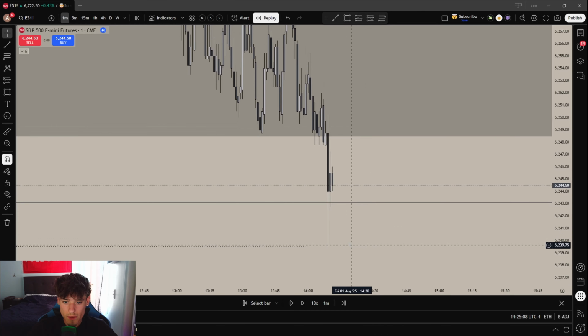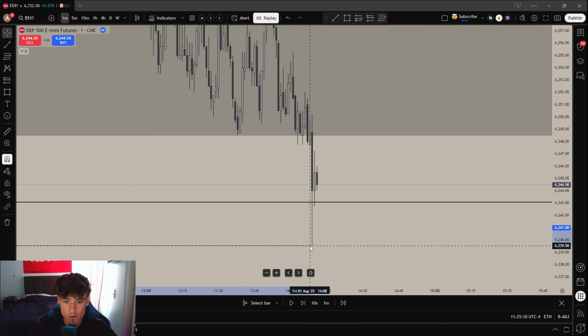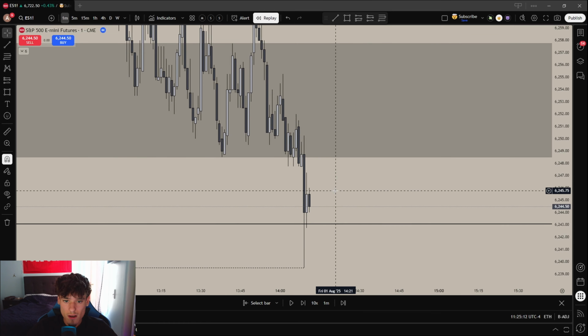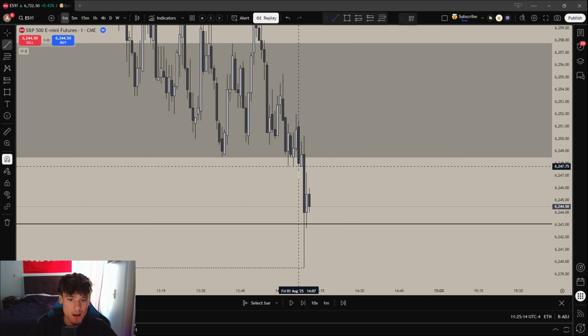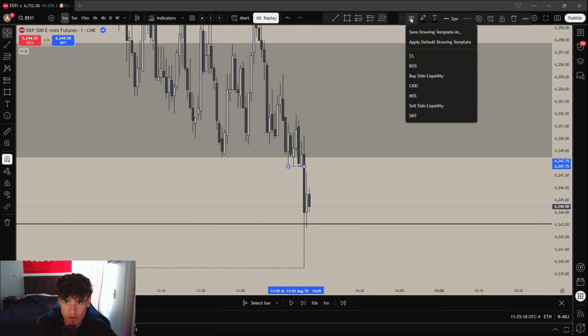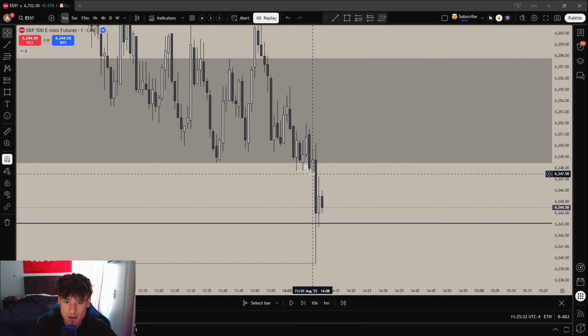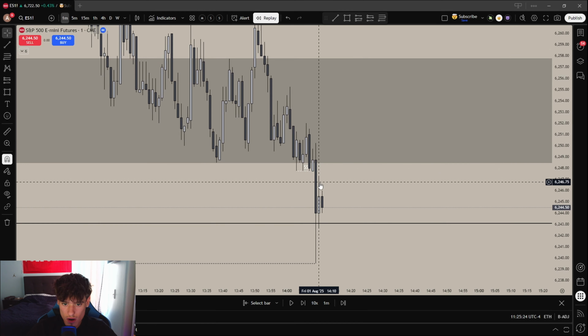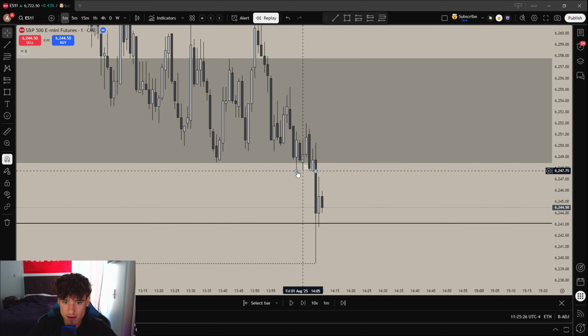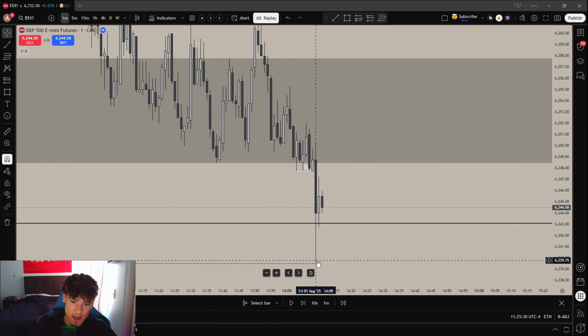That's our wick. Okay, that's very nice. So now everything is validated. Now to look for an entry. How are we going to enter the stock? Well, first thing, we have a manipulation leg. Why? Because we have a strong push down, breaking this little low resting liquidity, strong breakdown to make a new low.